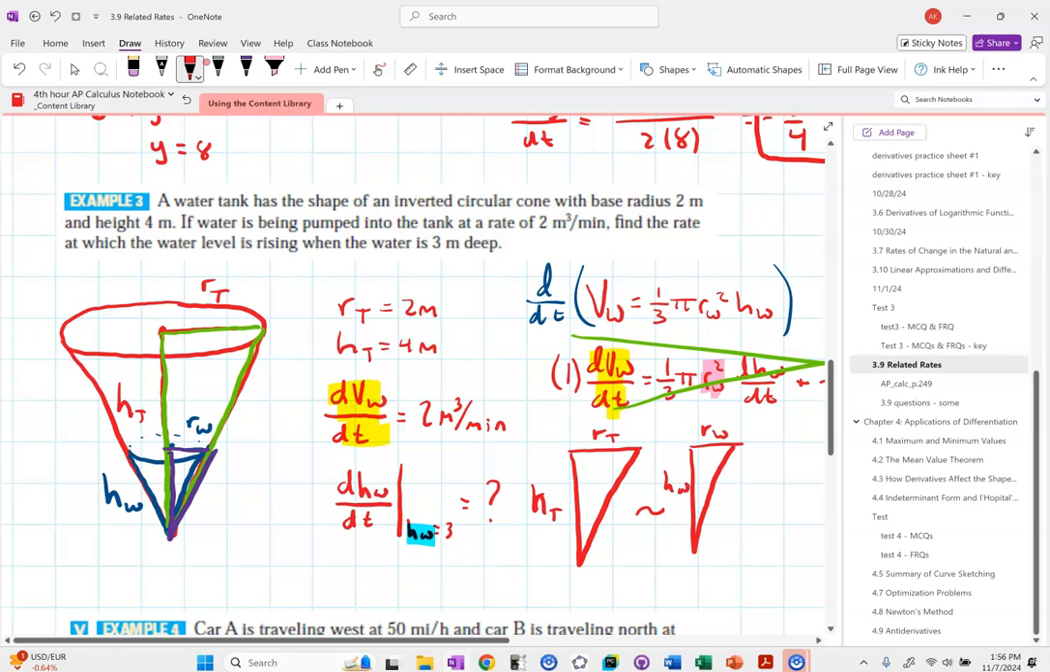Everybody's okay with that? Whenever you see a cone problem, this is going to be the trick.